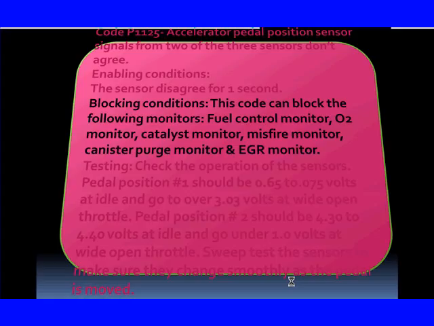Whenever you work on anything that can block monitors, make sure you look at the mode 6 for things like fuel control, catalyst monitor, misfire, canister, and EGR, because you may have problems there that have not been counting failures.